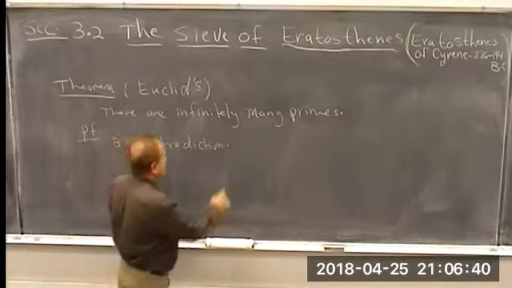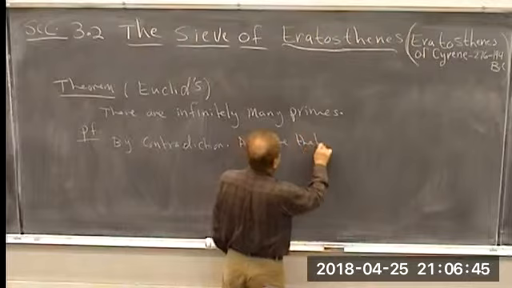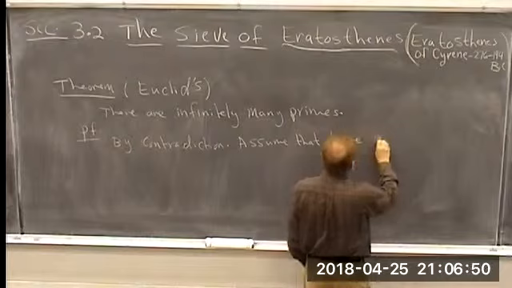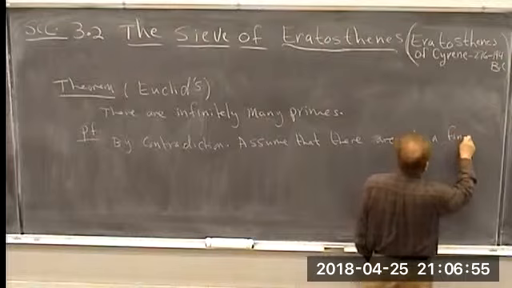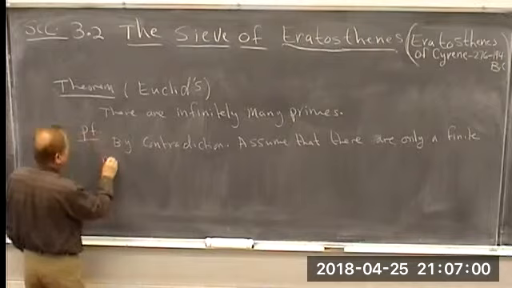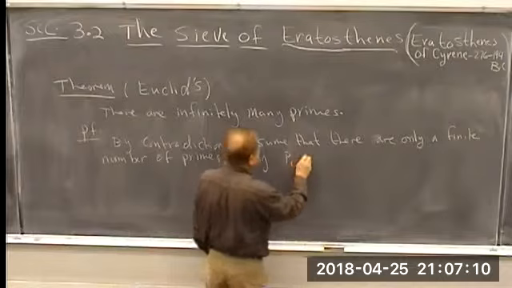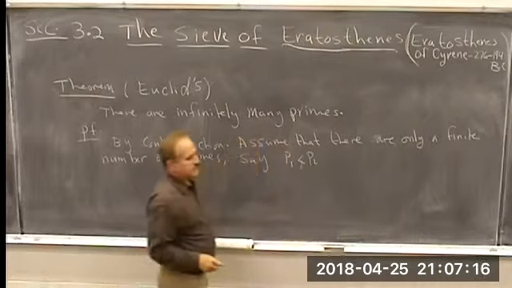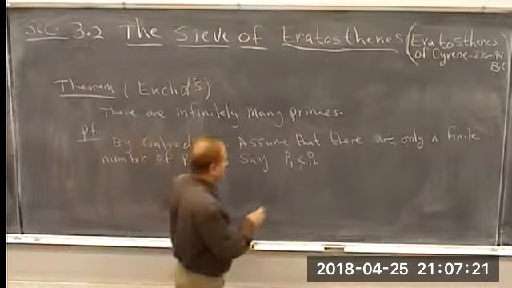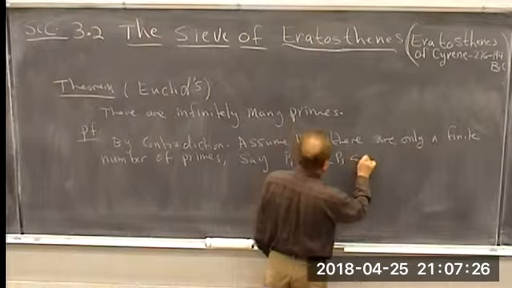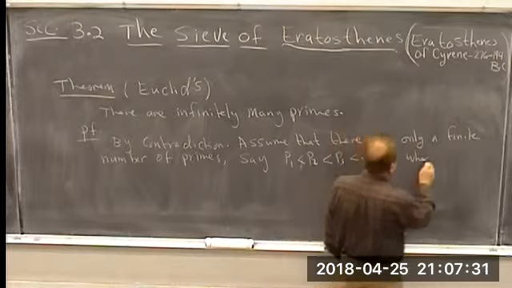So we can assume that there are only a finite number of primes. Let's say P1, P2, and we can assume that these are listed in increasing order of magnitude. So these are the distinct primes P1, P2, P3 and so on, up to Pn, where n is a finite natural number.